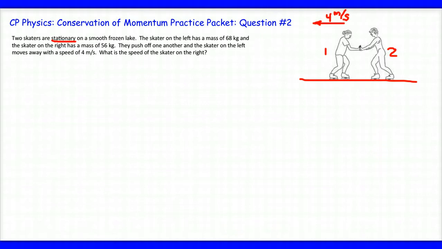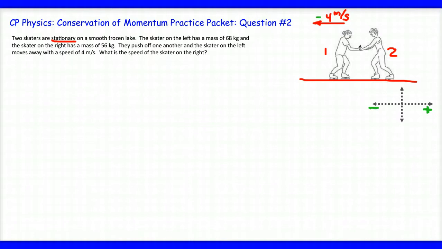So, if I were to draw an xy axis over here, we would say then anything going to the left on that xy axis would be in the negative direction. This is the negative x-axis, positive x-axis here. So her velocity, the velocity of number 1, is going to be a negative velocity. That's an important thing to see in this problem.